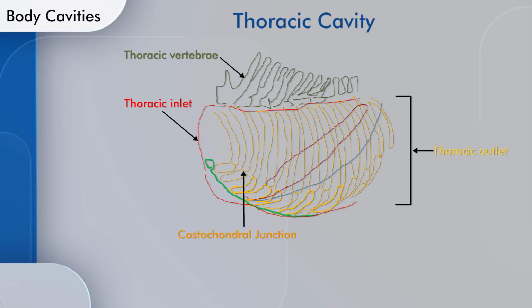and xiphoid process. Dorsally by the bodies of thoracic vertebrae and the proximal regions of the ribs. Ventrally by the sternum, distal regions of ribs and cranial parts of the abdominal muscle. Laterally by the ribs and intercostal muscles.